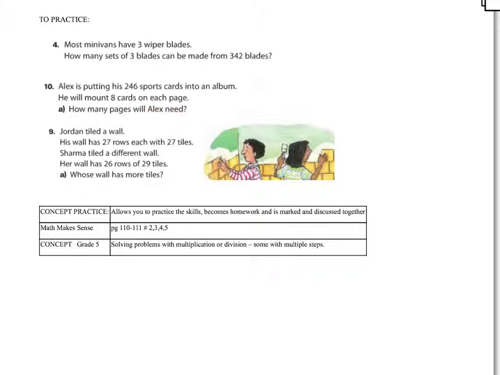And last one, George is tiling a wall. His wall has 27 rows each with 27 tiles in each row. Sharma is tiling a different wall. Her wall has 26 rows of tiles with 29 tiles in each row, sorry. Whose wall has more tiles? Go ahead and solve that one.